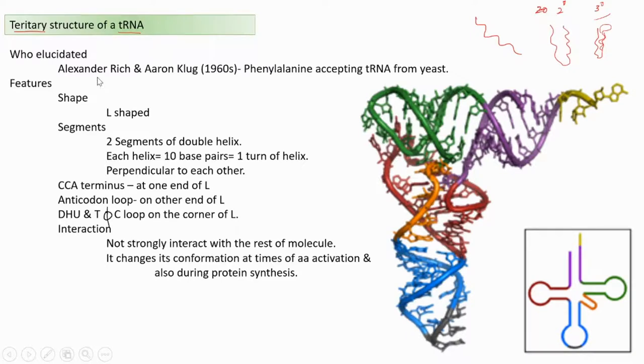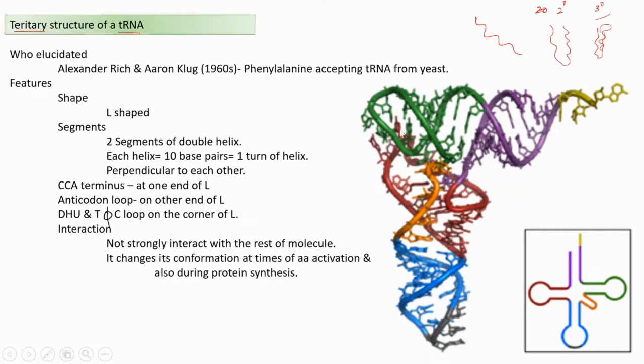Who elucidated it? Alexander Rich and Aaron Klug in 1960. They elucidated the tertiary structure of phenylalanine accepting tRNA from yeast. The structure is given here, and this one is the secondary structure, and this secondary structure again undergoes folding to form this tertiary structure. Regarding its features, the shape is L shape.